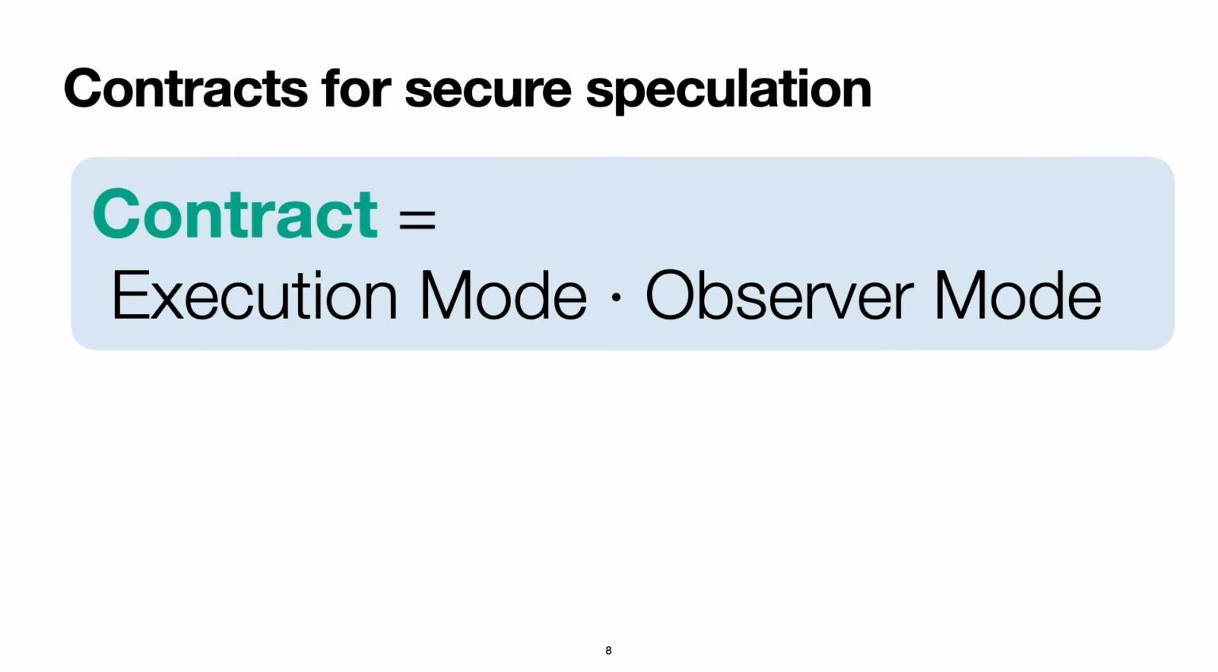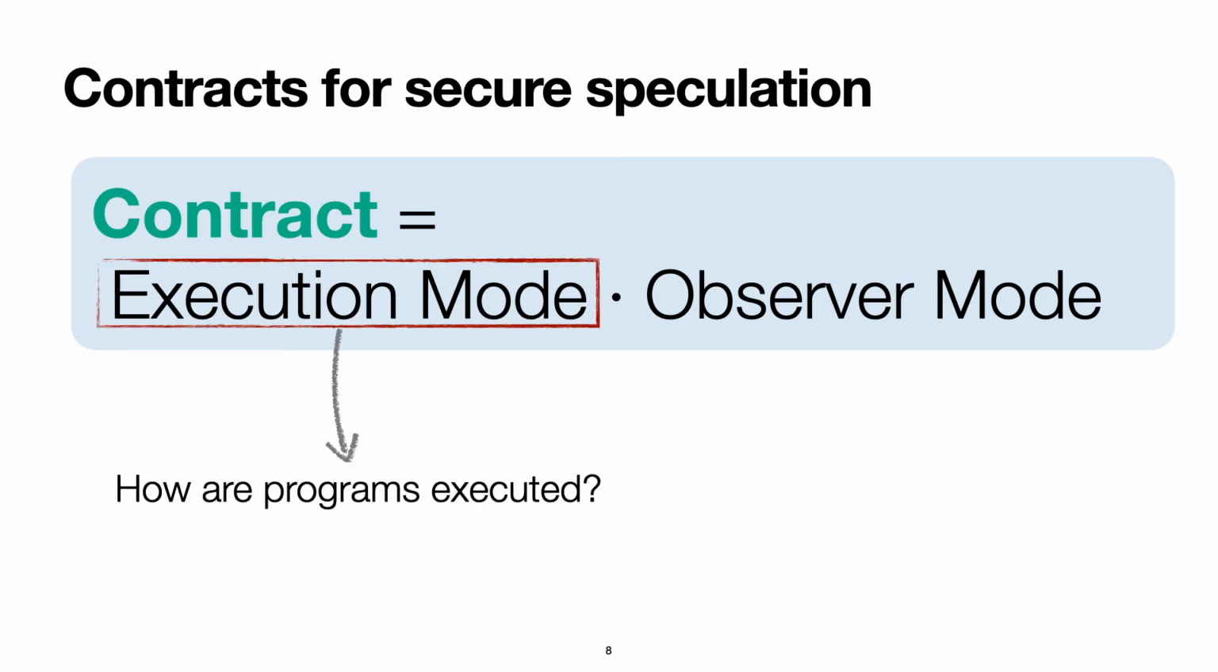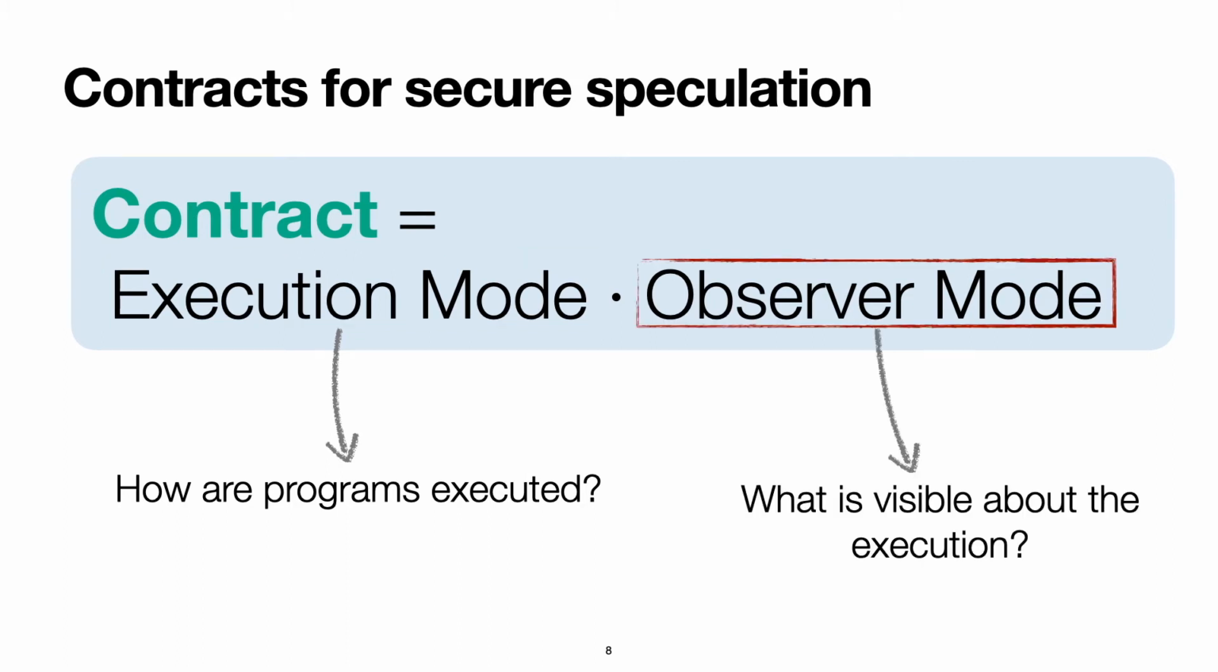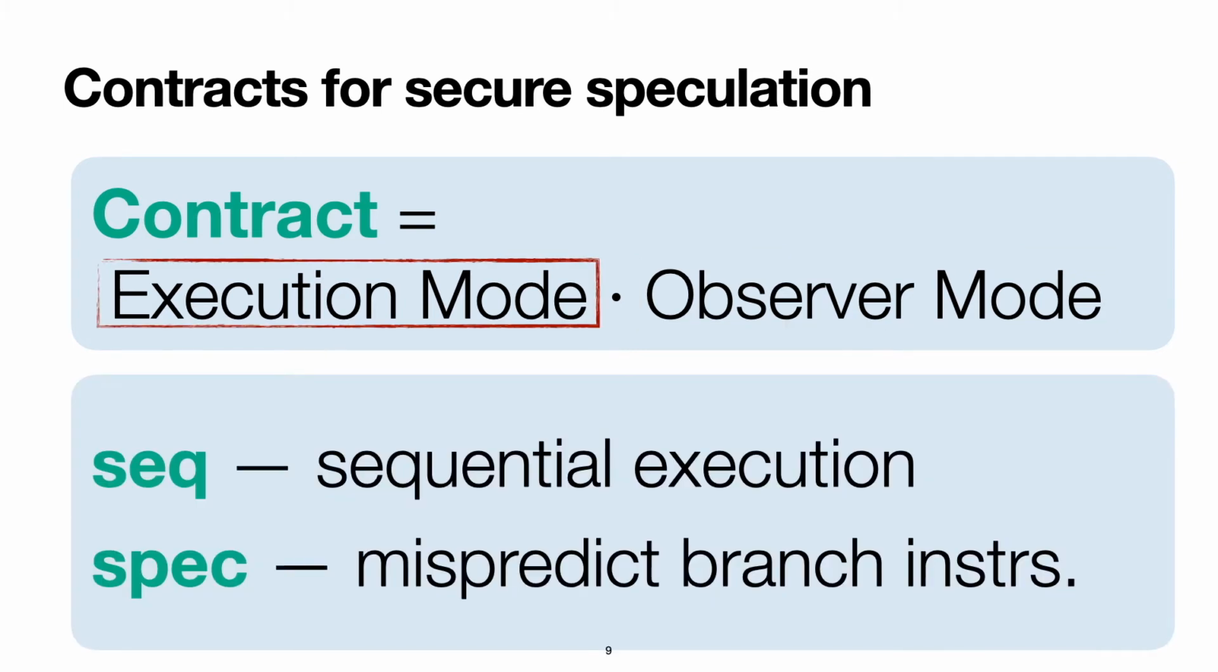Our contracts for secure speculation are defined in terms of an execution mode, which describes how programs are executed, and an observer mode, which describes what kind of information a contract exposes during the execution. As execution mode, we consider a seq mode where programs are executed sequentially, and the spec mode where program execution also explores mispredicted paths, therefore exposing the effects of transient instructions.